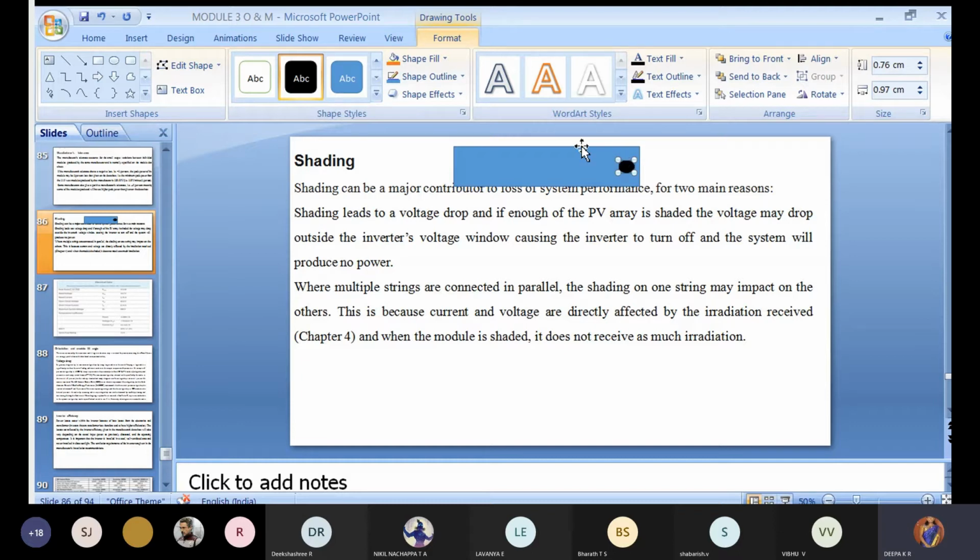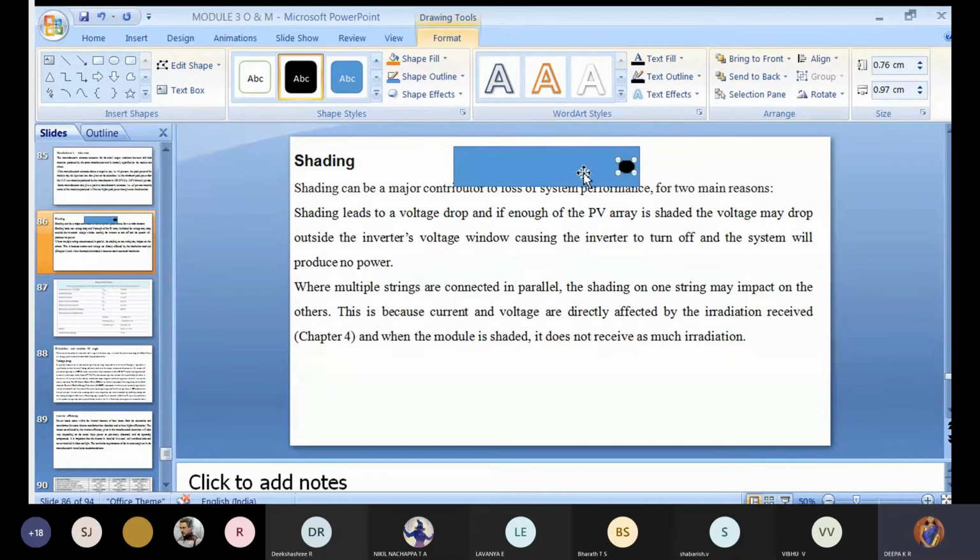Similarly, consider complete shading. Complete shading means your module output will be completely nil. But the shading will sometimes be taken part by part, or half of the area will be covered, so we have to think about that. In these cases, when we implement PV panels, a bypass diode is normally connected. It means you are creating a minimum flow path for the current so that you have continuity.